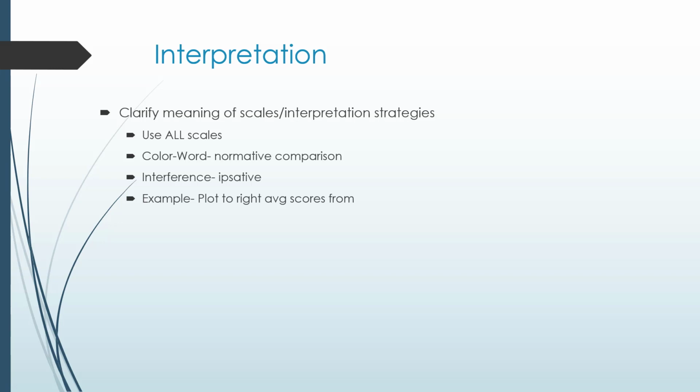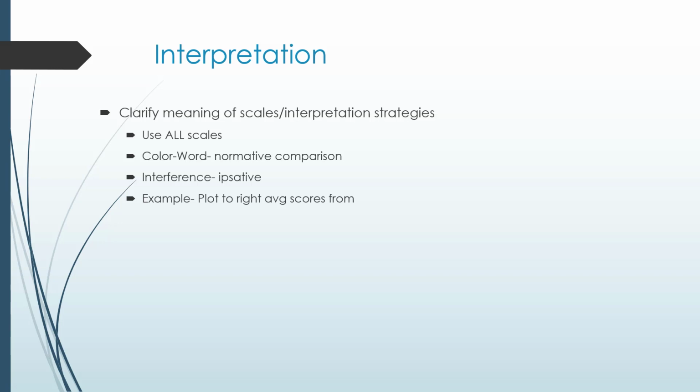And especially, I think there's been some confusion about the difference between color word score and interference score. So color word is a normative comparison: you're seeing how a person does on color word compared to all others when you're looking at the color word t-score. When you look at the interference t-score, it's an ipsative comparison. So you're looking at that person's performance compared to him or herself based on their performance on the other scales and what they seem to be capable of. Now, all of those should be interpreted in light of each other.